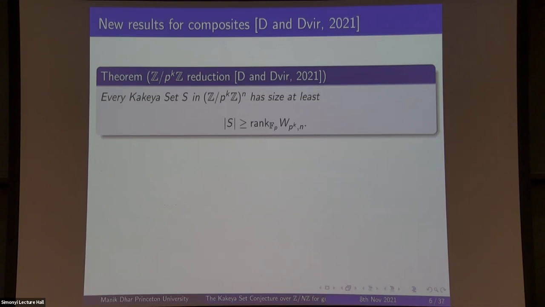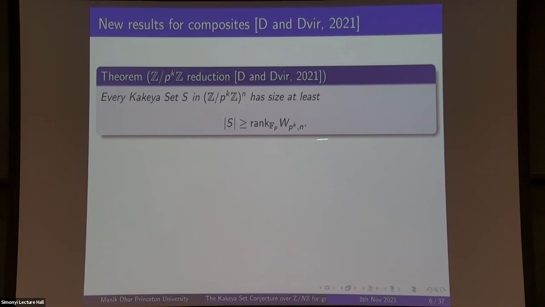Okay? So, all right, in this paper, we also made some progress for the prime power case. So what we were able to do is show that any Kakeya set in this space should have a size which is lower bounded by the rank of a very explicit F_p matrix, and this matrix will not depend on S.